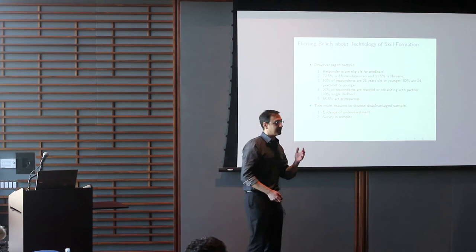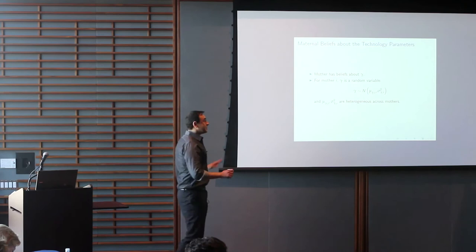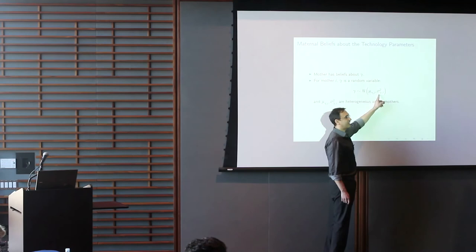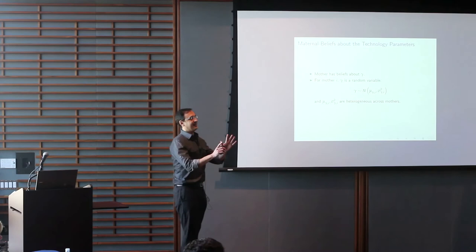On heterogeneity of beliefs, great question. For each mother, I'm going to have a mu gamma i. I'm going to have a distribution of mus across the population. Similarly, I'm going to have a distribution of variances in the population. So that is the variance for one particular mother: how uncertain she is about the return to her investments.